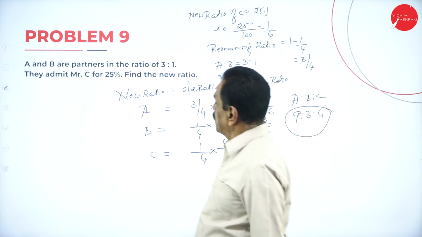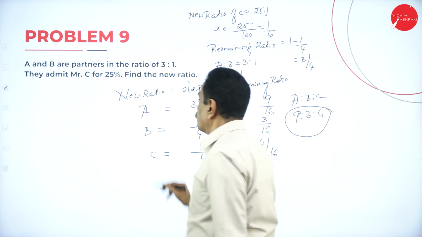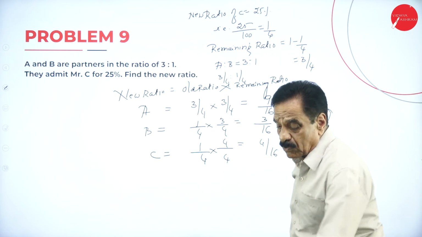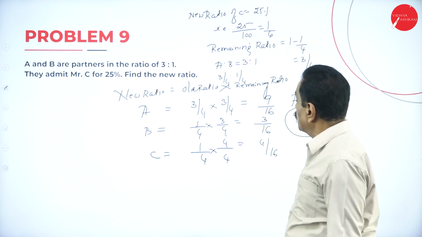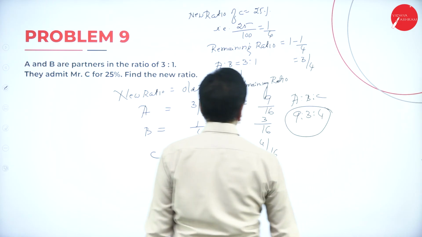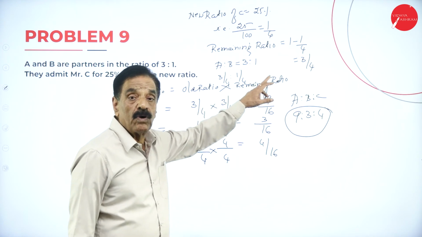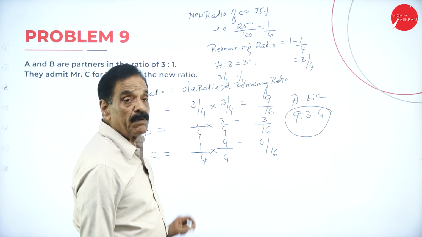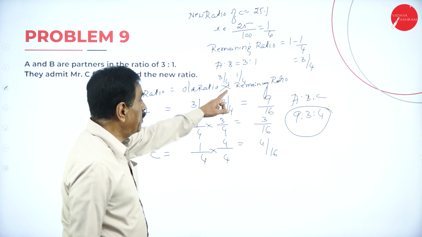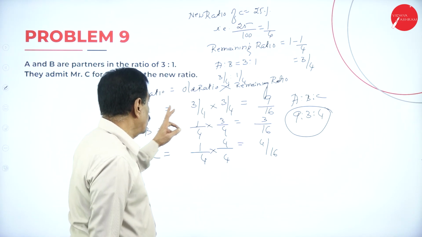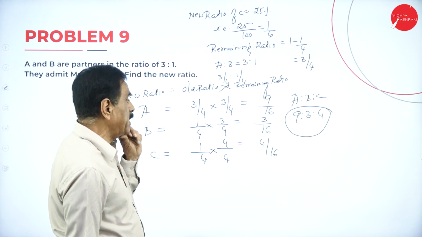Monthly salary. Here now 25. This you must be careful: new ratio is equal to old ratio multiplied by remaining ratio. So 1/4. 1 minus 1/4 is 3/4. New ratio is equal to 3/4, 1/4. New ratio is old ratio into remaining ratio.